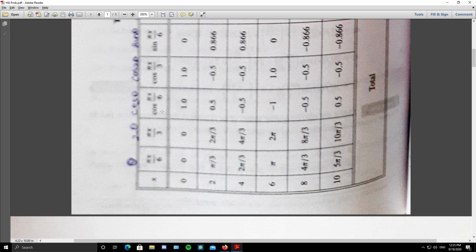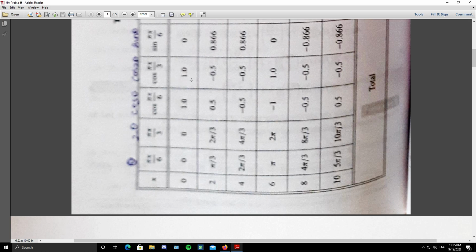Then cos theta: cos 0 is 1, cos pi by 3 is 0.5, cos 2 pi by 3 is minus 0.5, cos pi is minus 1, cos 4 pi by 3 is minus 0.5, cos 5 pi by 3 is 0.5. So this you can do from the calculator. Use radian mode.